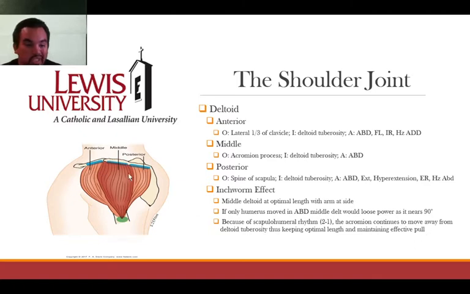So because the optimal pull of that middle deltoid is happening at 90 degrees, what happens is the scapula starts moving so that it keeps that optimal pull by moving the acromion further away as it moves the arm further away, and keeps it at that optimal line of pull of about 90 degrees.